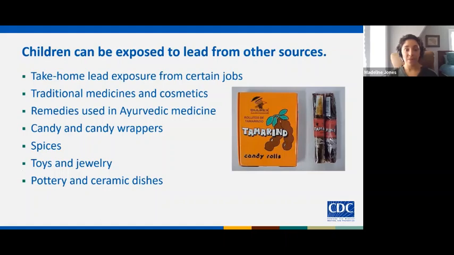In addition to these primary sources of lead, there are several other sources that exist and can be harmful to children. This includes take-home exposure from a parent or caregiver who is exposed to lead at work or through a hobby. Some traditional medicines and cosmetics, when given to the child or used by a parent or someone they spend time with. Some remedies used in Ayurvedic medicine, which may involve traditional and herbal medicines, some of which have been found to contain lead and other heavy metals.